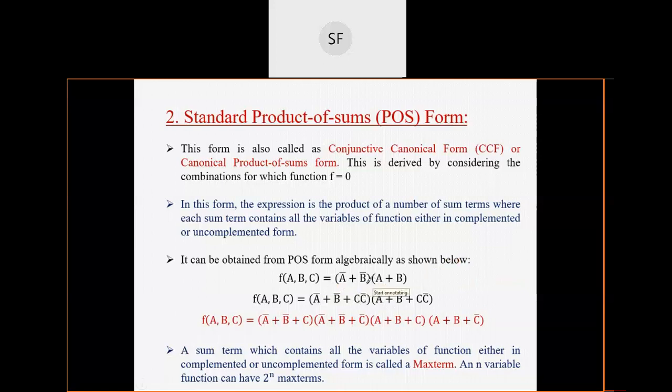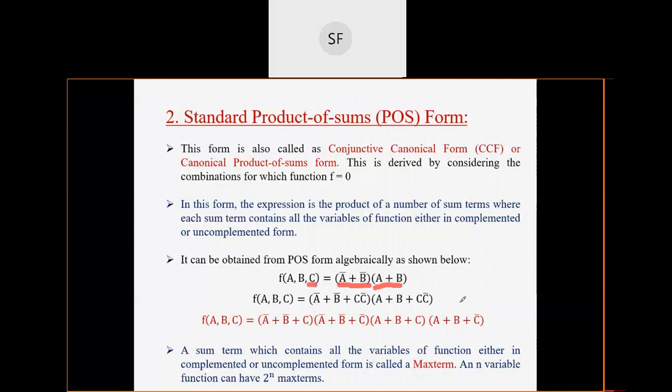Now if you observe this term, this is your complete first term, and this is also your second term. If you observe both the terms, one variable is absent in both of them, that is variable c. So we have found that variable c is absent in both the terms, hence it cannot be your standard product of sum form, right?